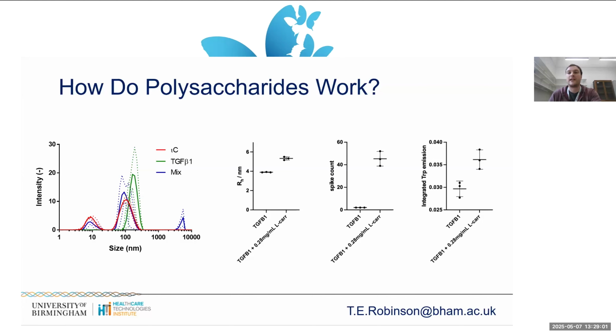Further evidence, this is data I collected last week with a colleague at Aston University, again showing similar things. So the size is getting bigger, we're getting more spikes, which means there's more aggregates. And the figure on the right essentially shows a change in conformation of the protein, which suggests that indeed the polysaccharide is interacting directly with it and changing the shape of it in solution. So this is all, well, for me, certainly really exciting stuff.